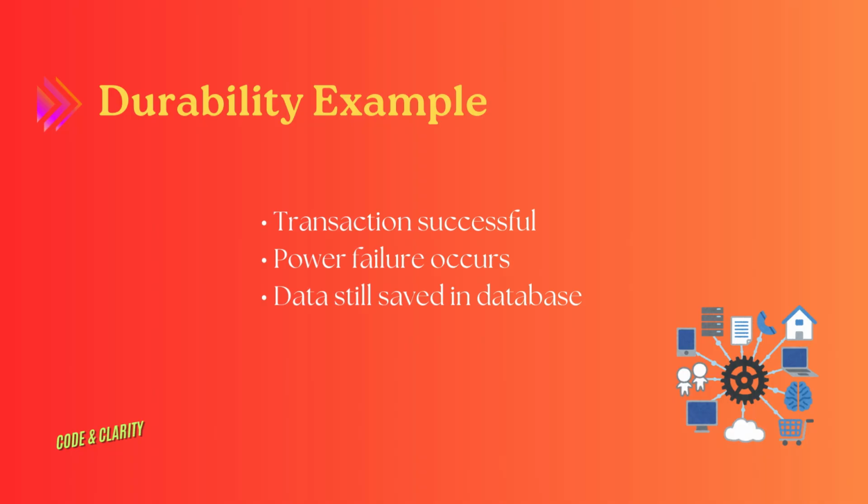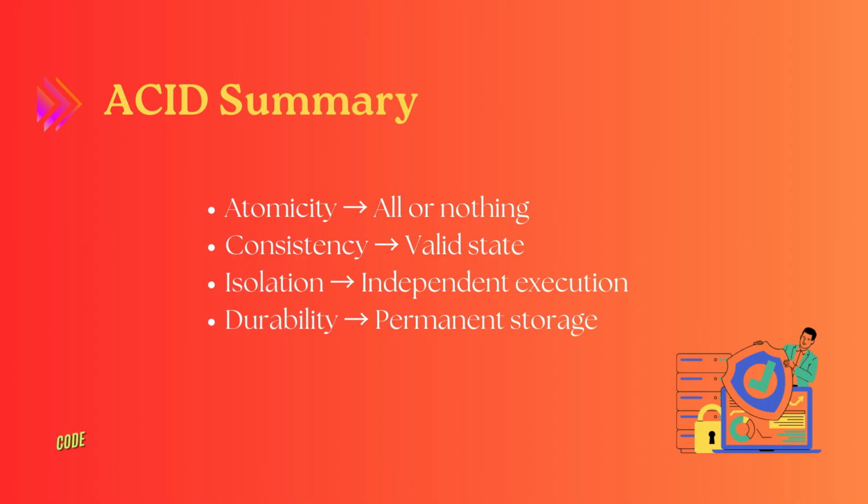Now, let's quickly revise the ACID summary. A stands for atomicity, all or nothing. C stands for consistency, that is a valid database state. I stands for isolation, that is independent execution, and D stands for durability, that is permanent storage. Together, all these four properties make databases trustworthy.